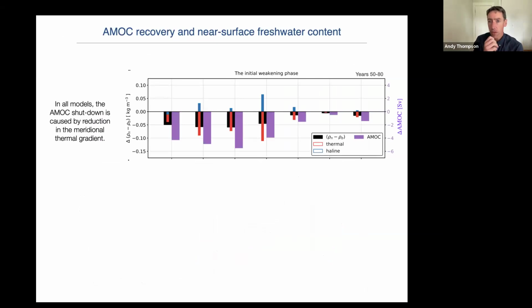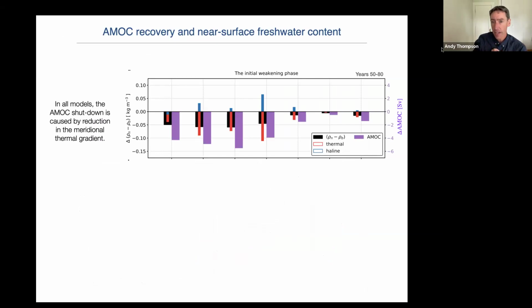Okay, so let me show you a few results here from this analysis. Let me walk you through what you're looking at. We had 7 different models that we looked at, and what we did is we broke up this evolution of the overturning into a few different phases. The first is this initial weakening phase, which occurs during roughly the years 50 to 80 after the perturbation.